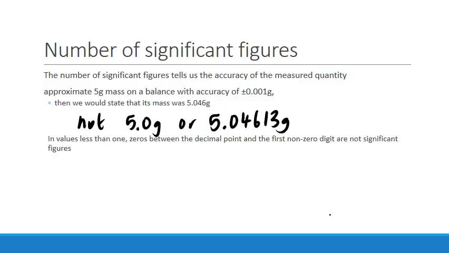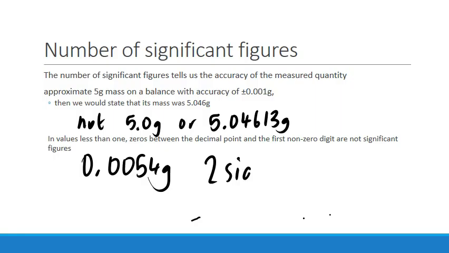In values less than 1, so with a decimal place, the first non-zero digits, so the non-zero digits are not significant figures. So if the mass we wrote down we took the mass of 0.0054 grams, it has only 2 sig figs. The zeros in front of that are not significant figures.